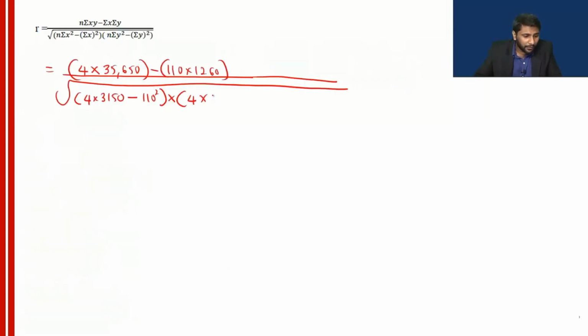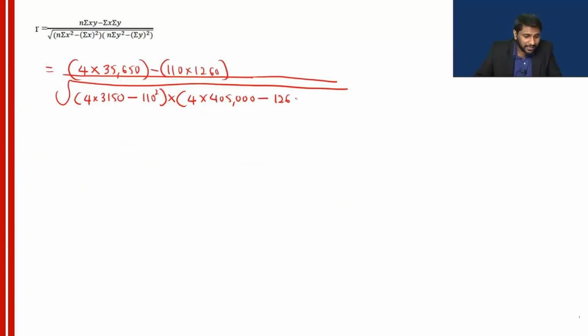So I'll write it here: 405,000 minus sigma y, the entire value squared. Sigma y is 1260, and that entire value squared, 1260 squared. Let me finish off the calculation. When you are doing the calculation, don't make casting errors, because this is a huge number. Students tend to make casting errors. That's the simple advice I can give you. Always make sure to use BODMAS and get the answers properly. 4 into 35,650 minus 110 into 1260. I'm getting a value of 4000 over here.